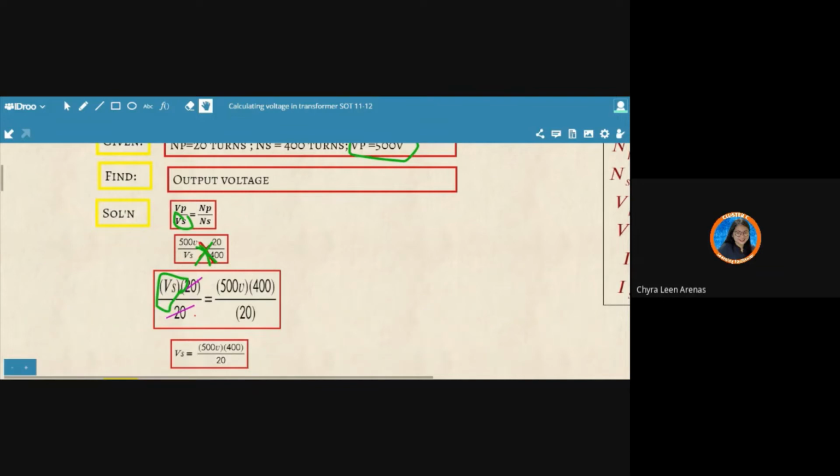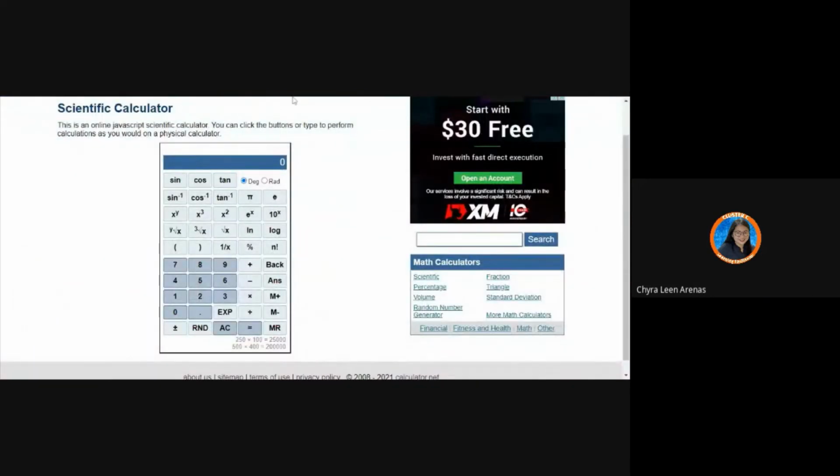So let's check that on our calculator. I have here our calculator, the ultimate calculator. Thank you to Scientific Calculator Online. We can solve for the following with this one. So 500 multiplied by 400. Let's try.